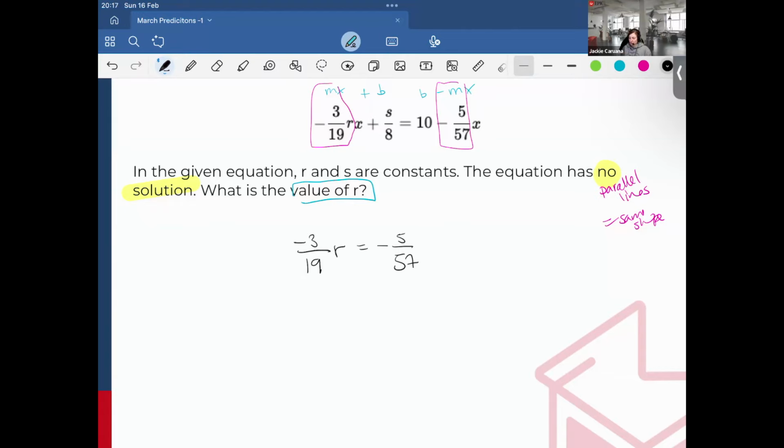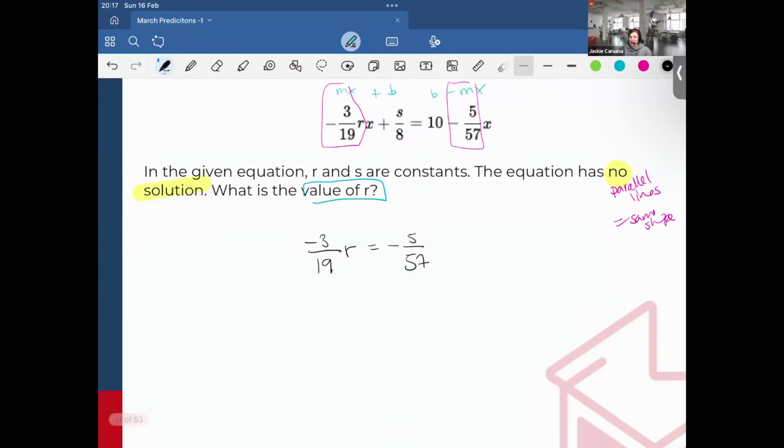So this would be 19 times 5, so we would have 95. Basically, it's equal to negative 5 times 19 over negative 3 times 57, which gives me positive 95 over 171. And that would be the answer. So you see, I can solve these ones really quickly just by recognizing language in the problem, being like, oh, parallel lines have the same slope, set the slopes equal to each other.